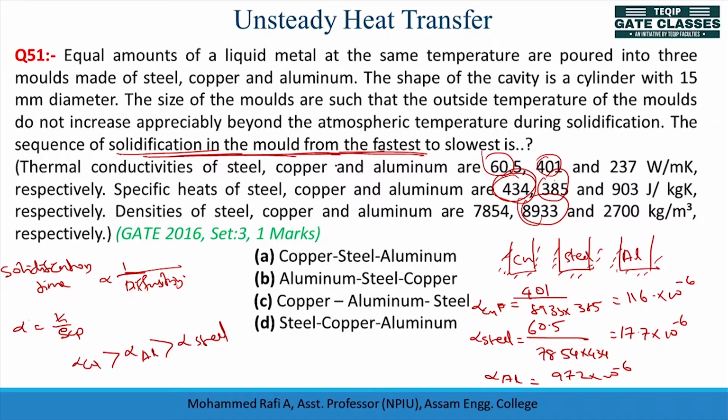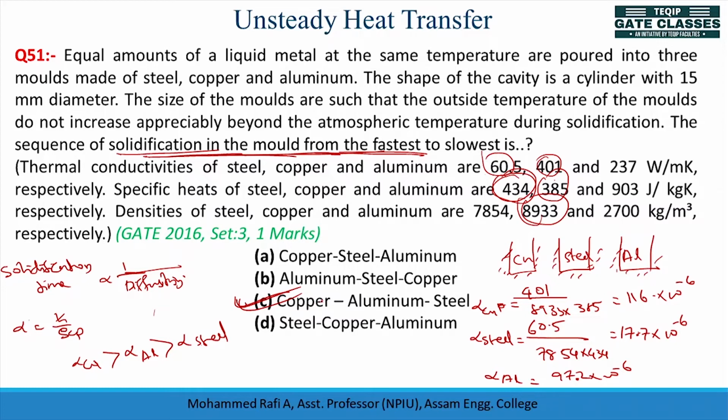So what will be the sequence, fastest to slowest? If alpha copper is higher, it will be the fastest. So it is 97.2, 17.7, 116. Copper got the maximum value, so it will be solidifying very fast, right? Then aluminum, then steel. So the answer is option number C.